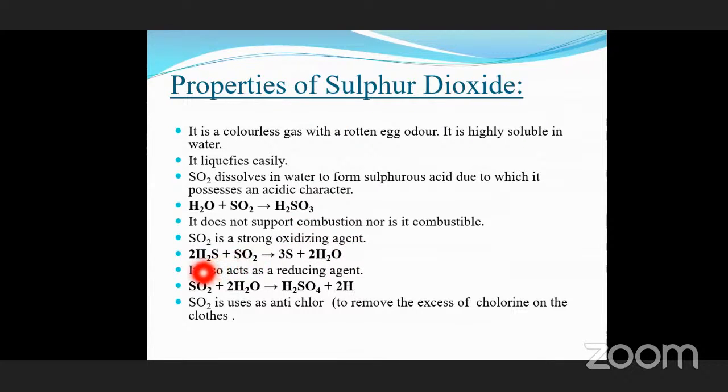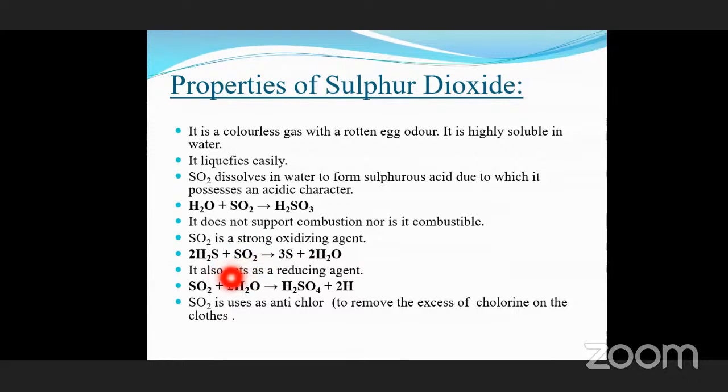Like here, H2S reacts with SO2 to form sulfur plus water molecules. That indicates the sulfur dioxide is acting as the strong oxidizing agent. The hydrogen is removed from H2S, and in the sulfur there is no H2. That means it is acting as the oxidizing agent. This is about the oxidizing property of sulfur dioxide.